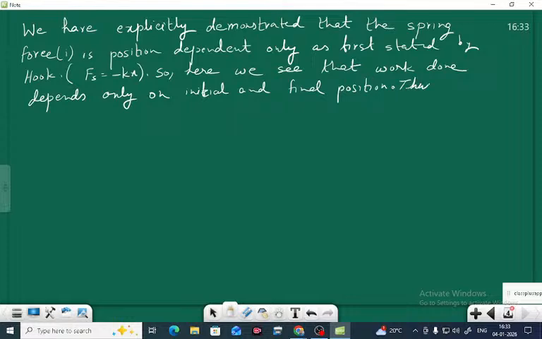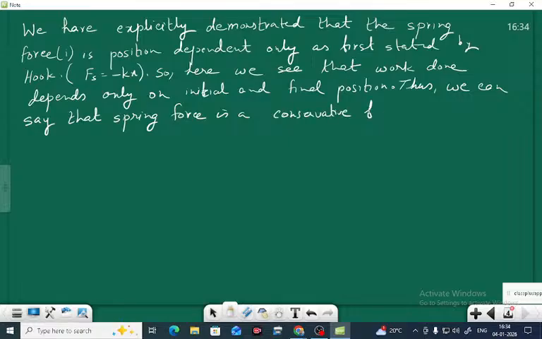Thus we can say that the spring force is a conservative force. The two important characteristics of a conservative force are that it depends on the initial and final position, it is independent of path, and the total work done in a closed path is 0.